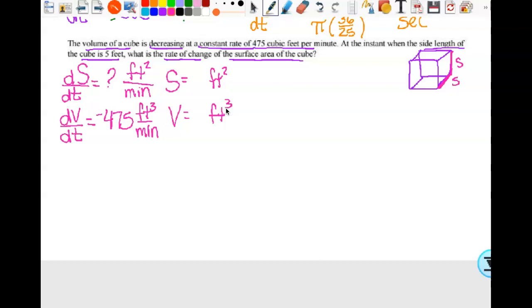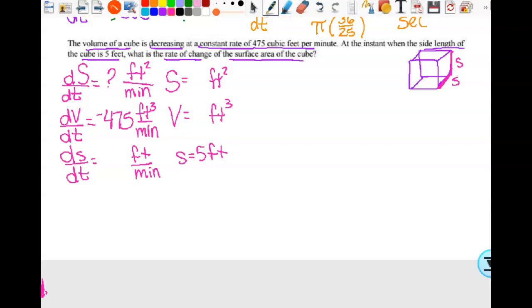Okay? So then it says, at the instant when the side length of the cube, little s, is 5 feet, so little s is equal to 5 feet. So that means I also need ds/dt. I don't know what it is, right? And that's going to be just feet per minute. Okay. Everybody okay with how we found all of that stuff and how I got all that?